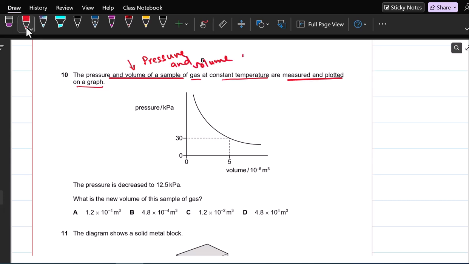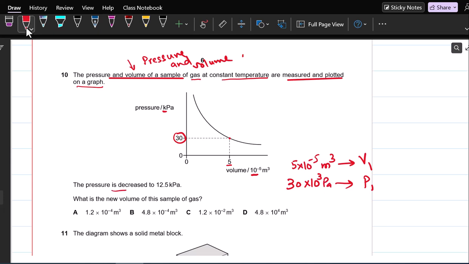So you can see here at this point on the graph, the volume is 5 times 10 power minus 5 meter cube. This is the volume. I name it as V1. And at this point, when this volume is there, pressure is 30 kilopascal. I name it as P1. Pressure is 30 kilopascal, so I can make it kilo, 10 power 3 pascals.